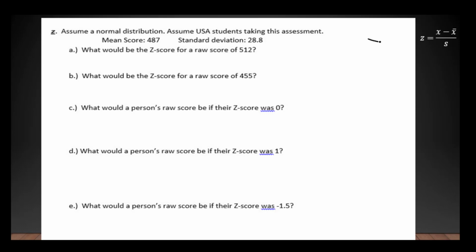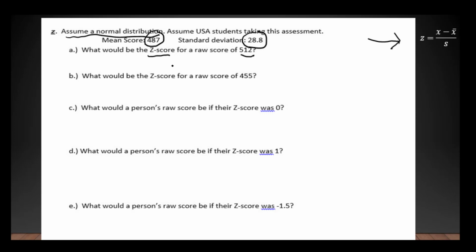I'm giving you here the formula for z-score, which is not hard to memorize. It's just the score minus the average divided by the standard deviation. So we're going to assume a normal distribution. We're looking at USA students taking this assessment. The mean score, so what's the average, is 487 with a standard deviation of 28.8. So what would the z-score be for a raw score of 512?